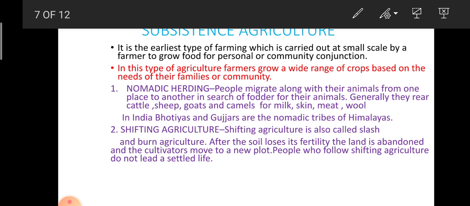After the soil loses its fertility, the land is abandoned and the cultivators move to a new plot. After cultivating 4 or 5 years in a particular land, automatically the land loses its fertile power. Then the farmers leave the land and move to another land for cultivation. That is shifting, means you shift from one place to another. People cultivate the land with simple tools.